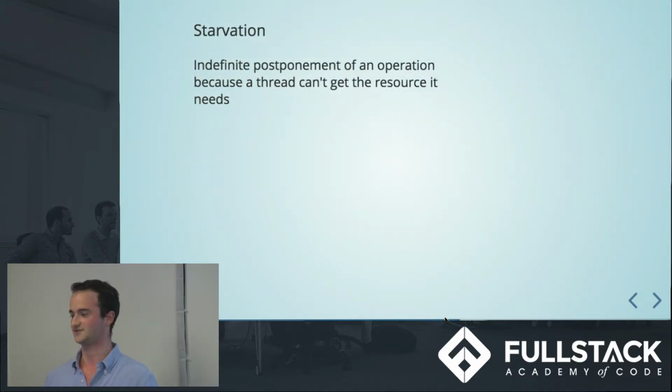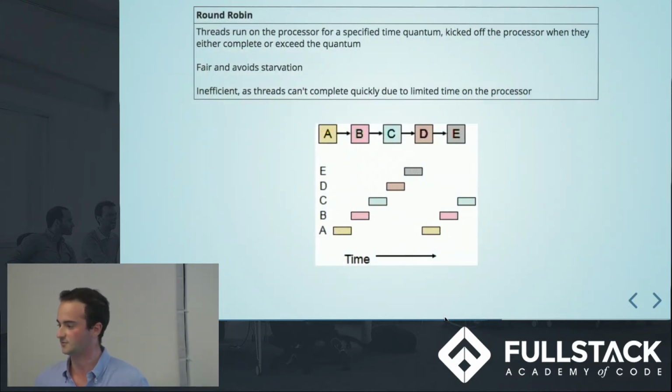So in operating systems, starvation refers to the indefinite postponement of an operation because a thread can't get the resource it needs. And what that means is a thread can't run because it can't get on the processor. We saw this with FIFO because short threads got stuck behind long threads, and the opposite happened with shortest job first. So to fix this problem of starvation, we have the round-robin approach.